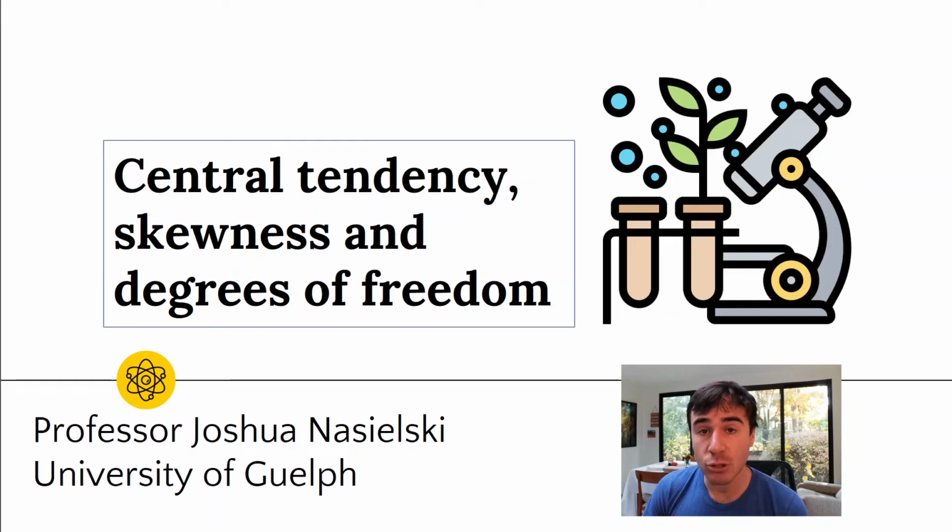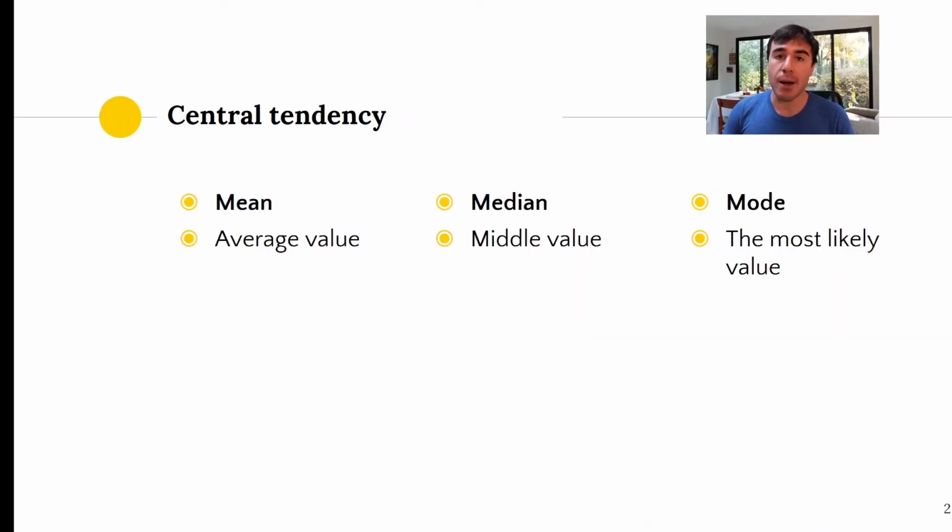The next statistical topics we're going to cover in this lecture are central tendency, skewness, and everyone's favorite, degrees of freedom. Before I talk about skewness, I need to talk about central tendency. For any given sample of data, we can calculate its central tendency. We can do it in one of three ways.